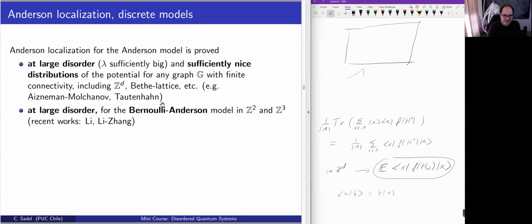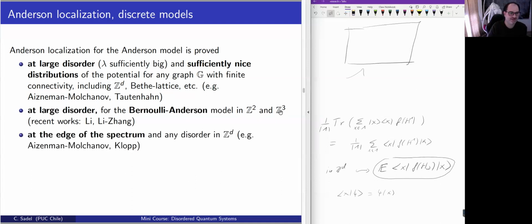Now, the most singular type of potential one can think of is the Bernoulli-Anderson model, where one has basically only two different values for the potential. For instance, with probability 1/2 it is equal to 1, and with probability 1/2 it is equal to -1. For the Bernoulli-Anderson model and large disorder, localization is proved with very recent works in two and three dimensions by Li and Li Chan.